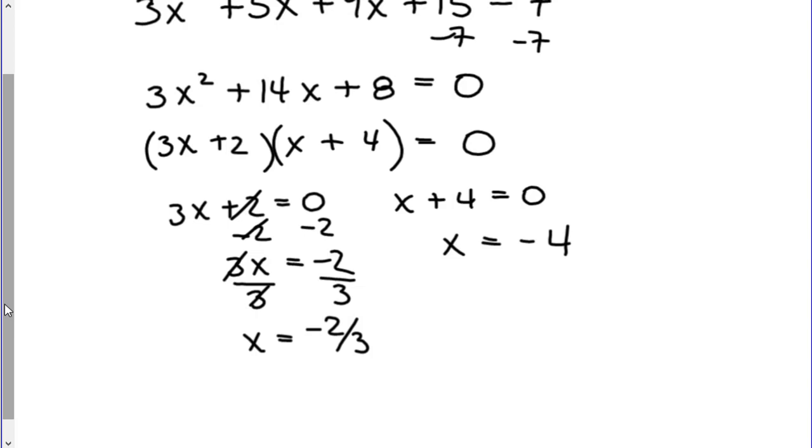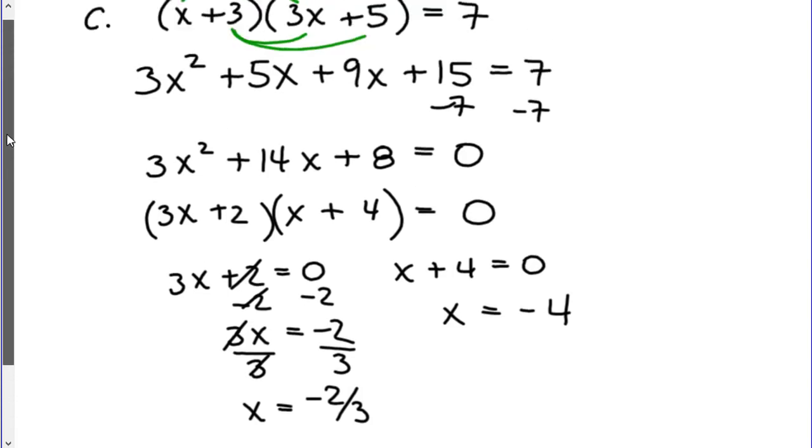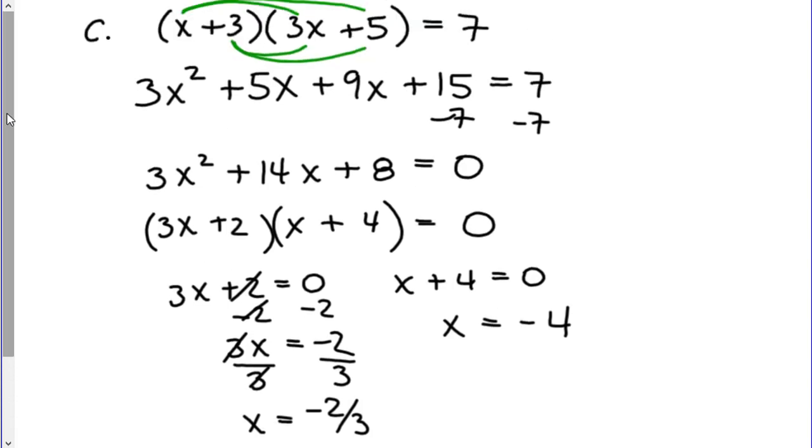That's one of the more difficult problems when solving by factoring, because you have to FOIL the problem out first and then factor it back later. So let's look at another example that's a little bit easier.